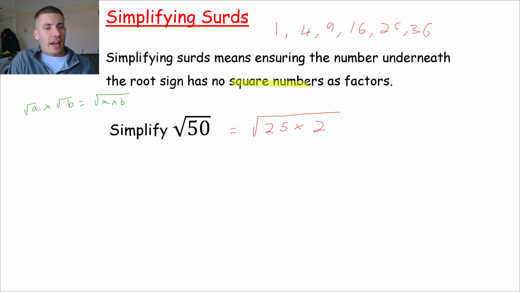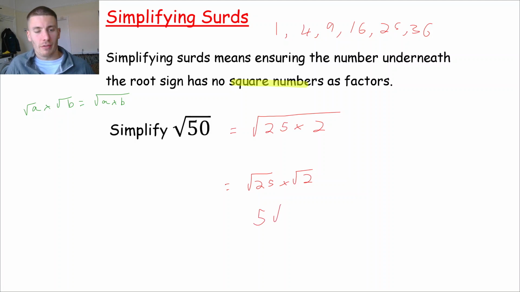We can then say that this can be written as the root of 25 times the root of 2. And root 25 is equal to 5, so we can write it as 5 times root 2, or 5 root 2. So this here is your answer. So root 50 is exactly the same thing as 5 root 2, just this is simplified, because you've got rid of that square number by simplifying it down. It just becomes easier to work with simplified surds. So that's what simplifying is.